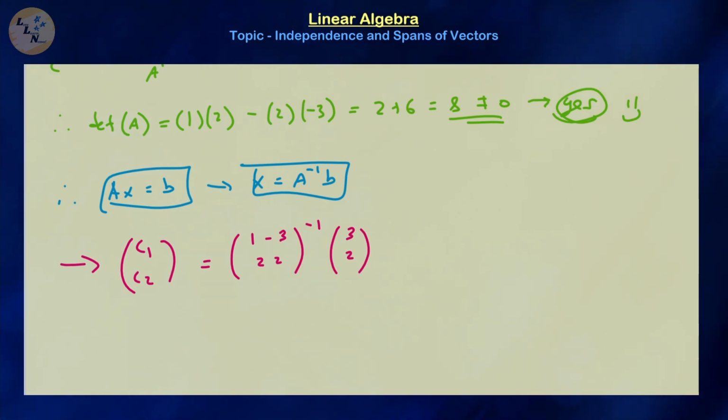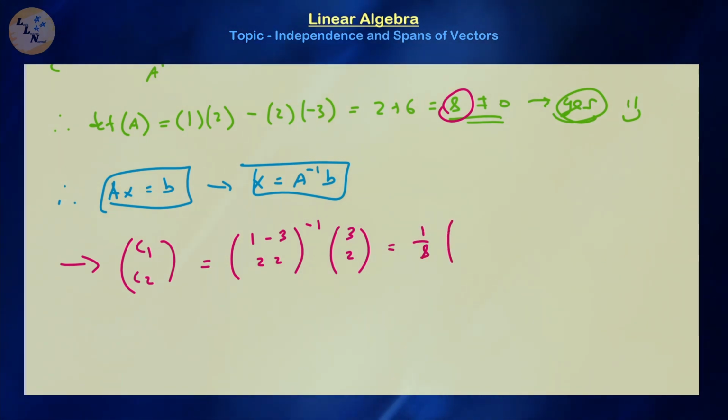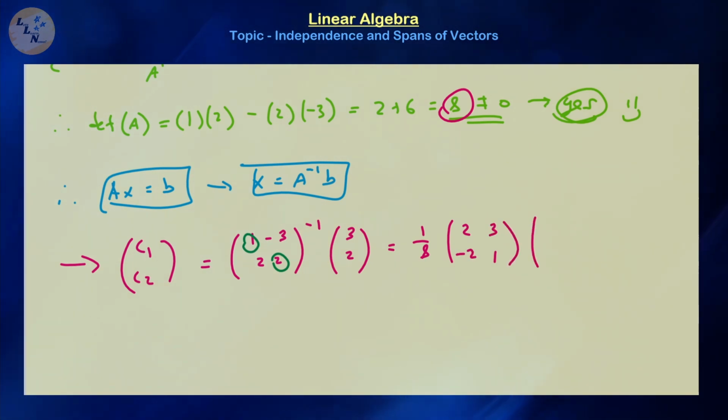So the determinant of that 2 by 2 matrix we already found was equal to 8. So the shortcut for the 2 by 2 inverse is going to be 1 divided by the determinant. Then we're going to switch the diagonal entries, so 1 is going to go to 2 and 2 is going to go to 1, so we're going to have 2, 1, and then we're going to negate the off-diagonal entries, so that's going to be equal to minus 2 and positive 3, and then we're going to be multiplying that by the vector (3, 2).